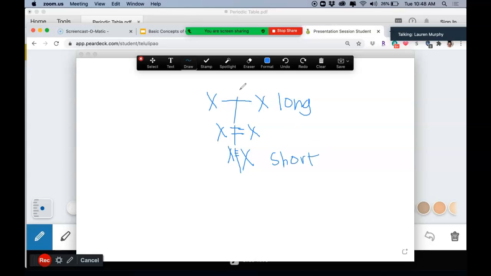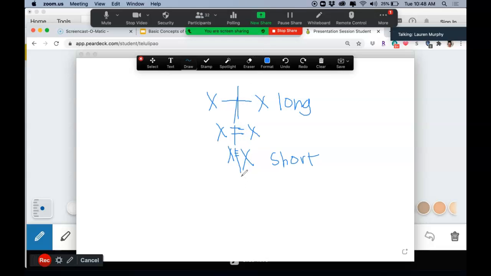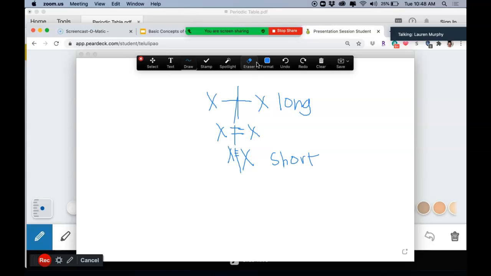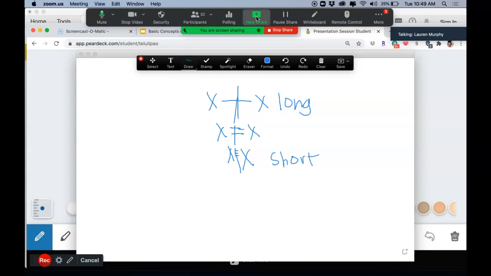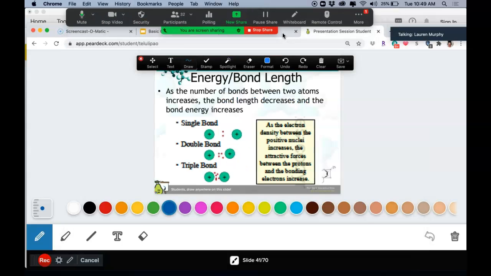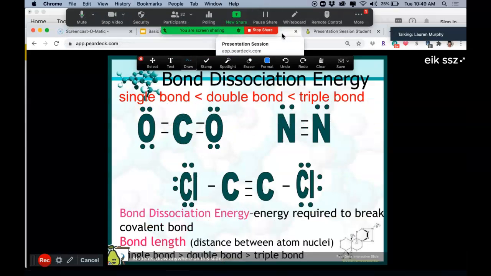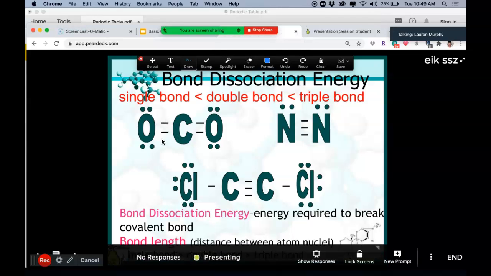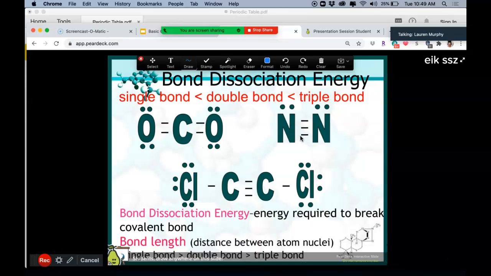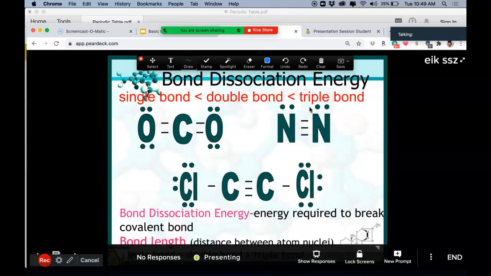Think about it like karate chopping to break it apart. Karate chopping through 1 piece of wood is easier than karate chopping through 3 pieces of wood. Triple bonds are the shortest type of bonds and they are the hardest to break, whereas single bonds are the longest and they're the easiest to break. Double bonds are short, harder to break than single bonds. It's just repeating itself, really.